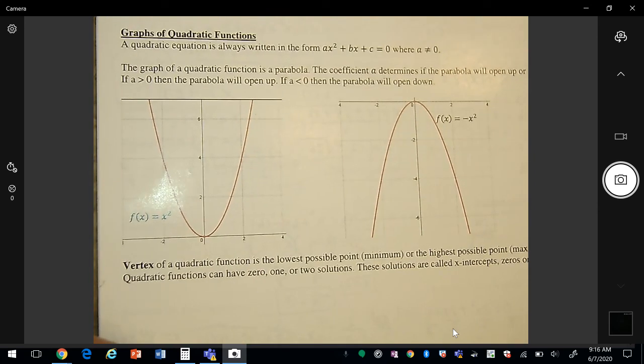Graphs of quadratic functions, we'll look at in the next video.